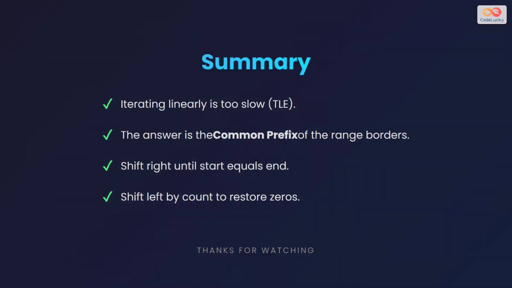To wrap up, iterating through the range is too slow. The key takeaway is that the bitwise AND of a range is simply the common prefix of the start and end values. We find this by right shifting until they match, then left shifting back to restore the magnitude.